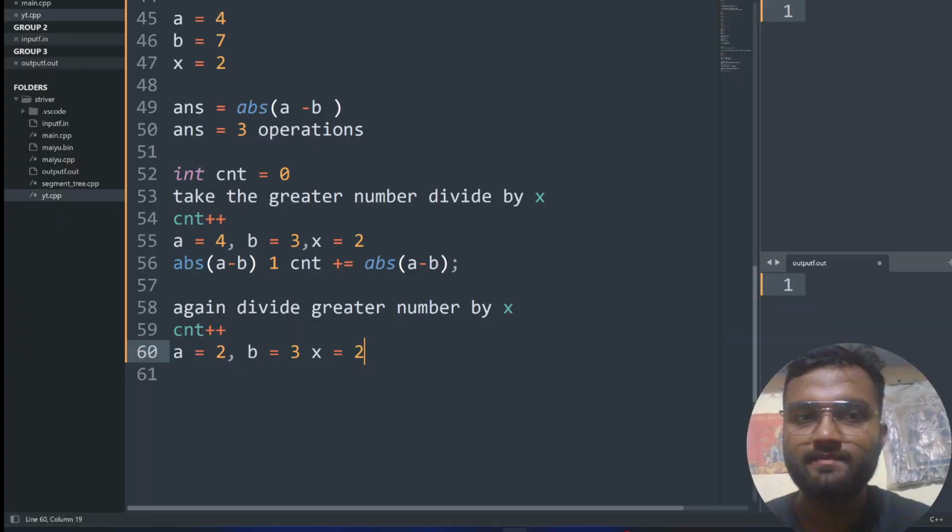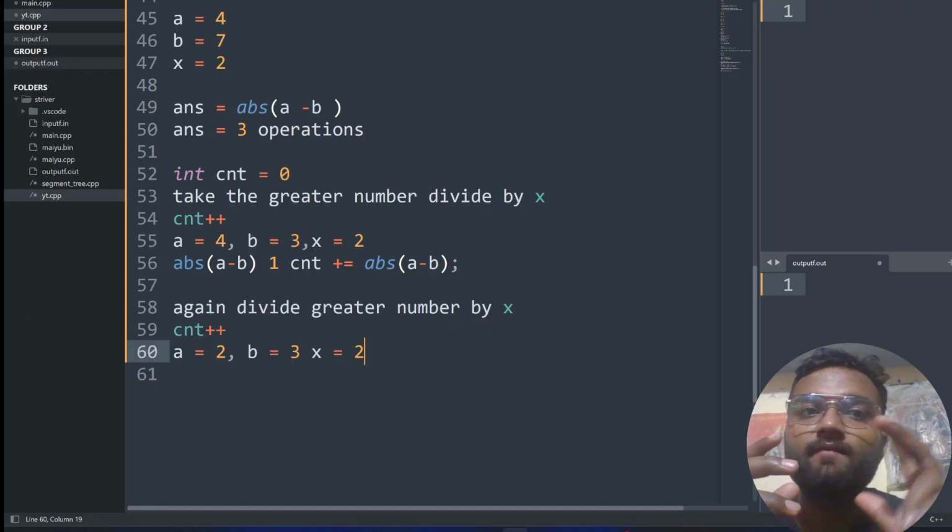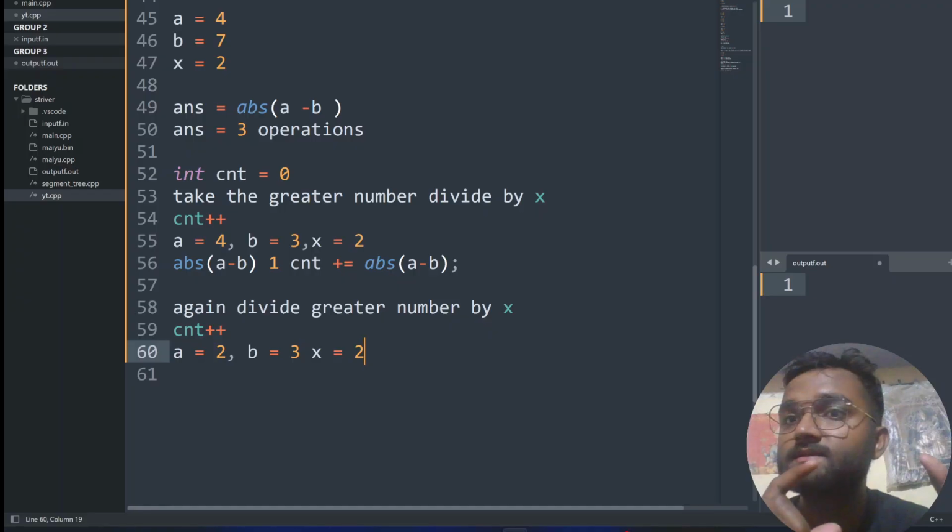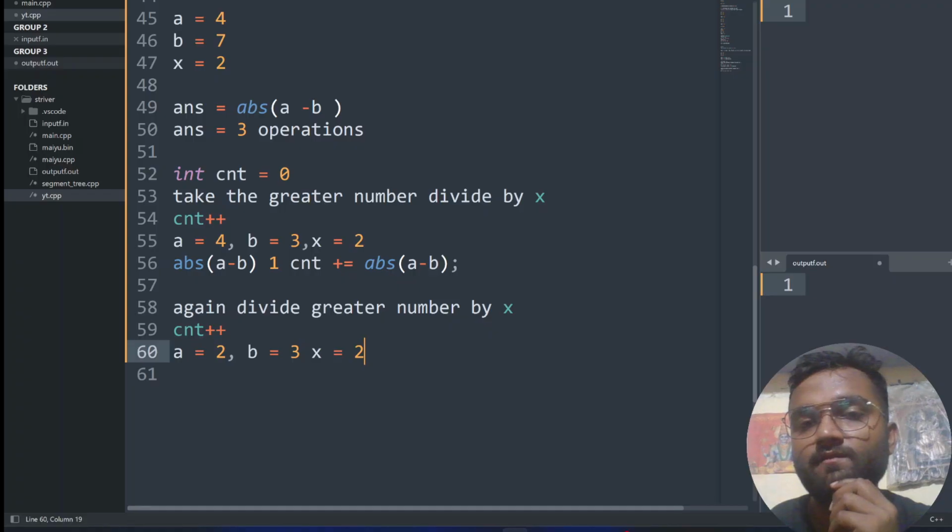Okay, absolute difference, that is a minus b. Now one answer can be that we divide the greater number by x. Now we take the absolute value between them, like doing the first operation. One answer can be that.